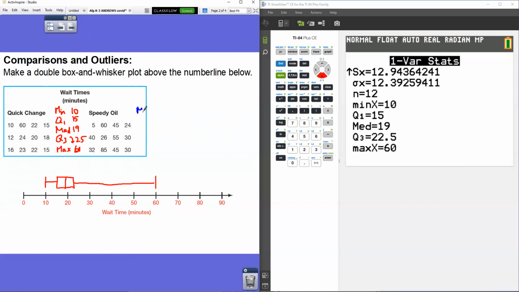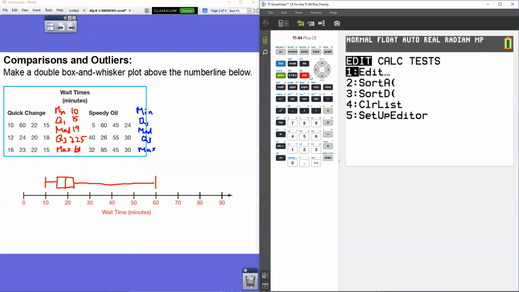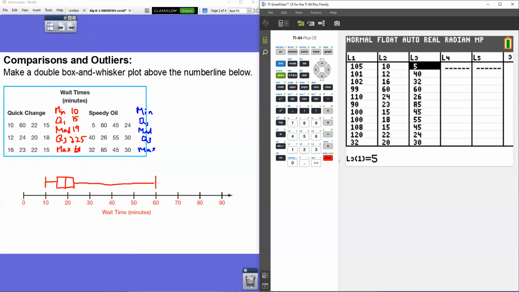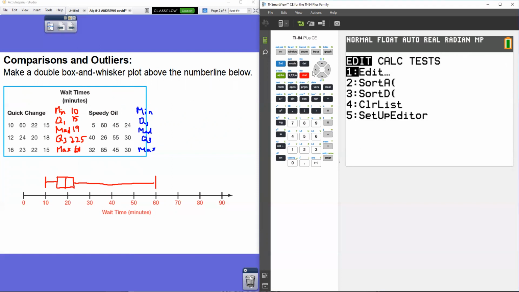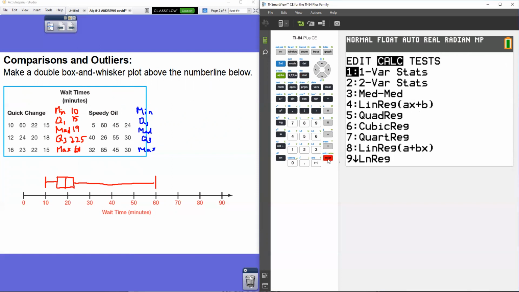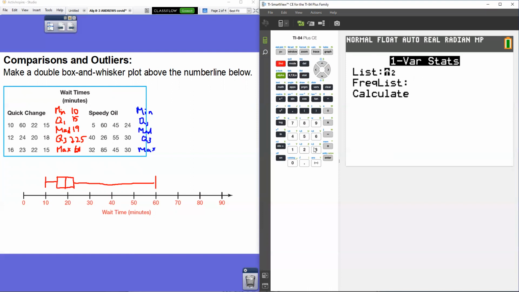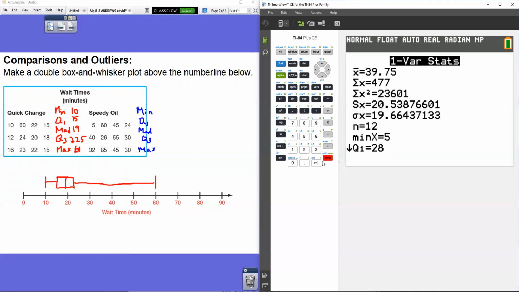Again, we have to do that same thing. We need to find the min, the Q1, the median, the Q3, and the max. So I already went ahead and typed in the data for speedy oil into my L3 this time. So I'm going to go to stat, calc, one variable statistics. I need to change mine to L3. Notice that I'm hitting second and L3 to change that list. Always double check your list before you type it in.